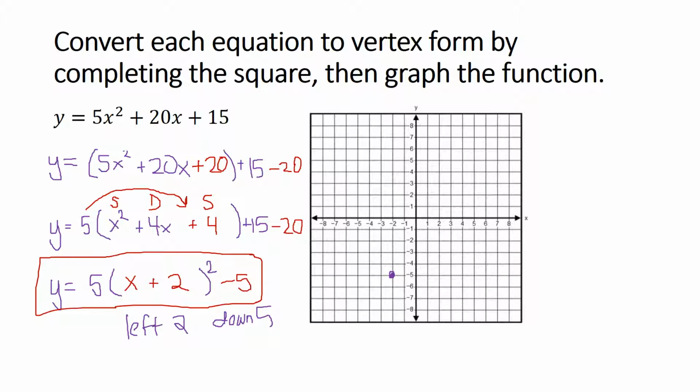But remember, we had divided by 5. That 5 comes out to the front there. That's going to stretch our graph out. So instead of going over 1, up 1, I'm going to have to go over 1, up 5. And instead of going over 2, up 4, I need to multiply by 5, so I'd be going over 2, up 20. Now that doesn't fit on our graph, so we're going to leave it with these 3 points.